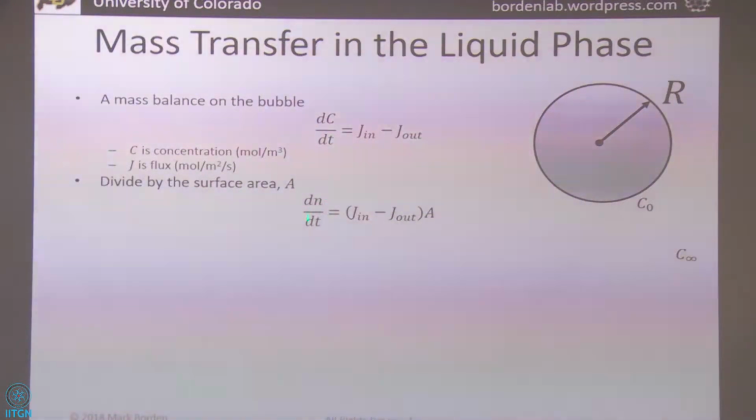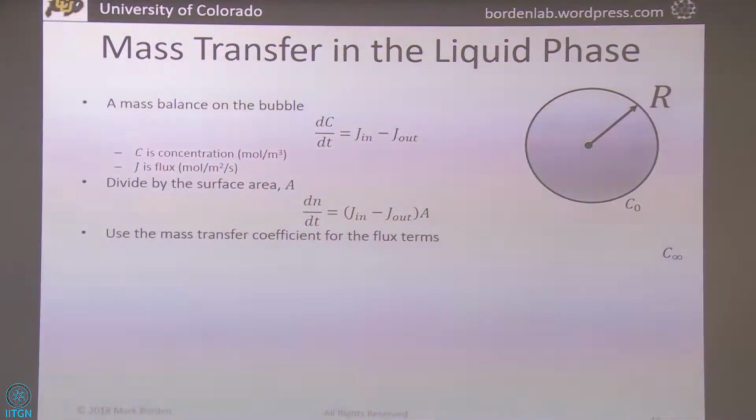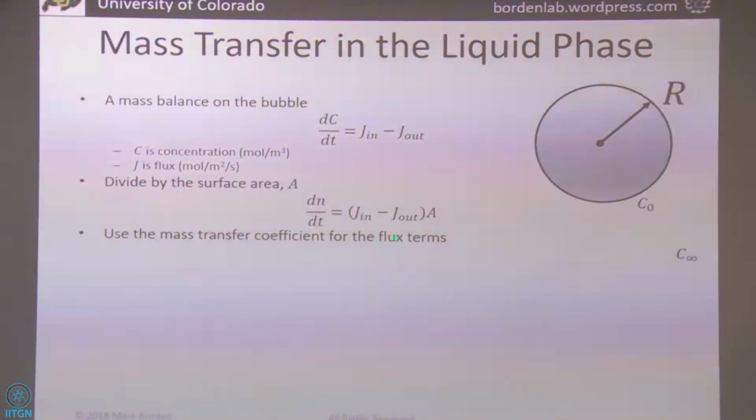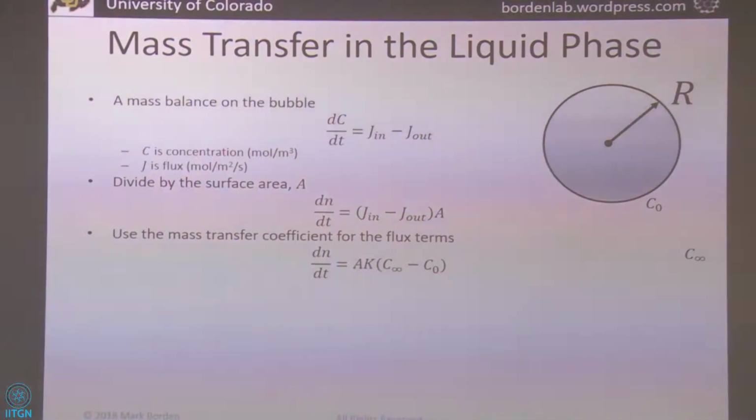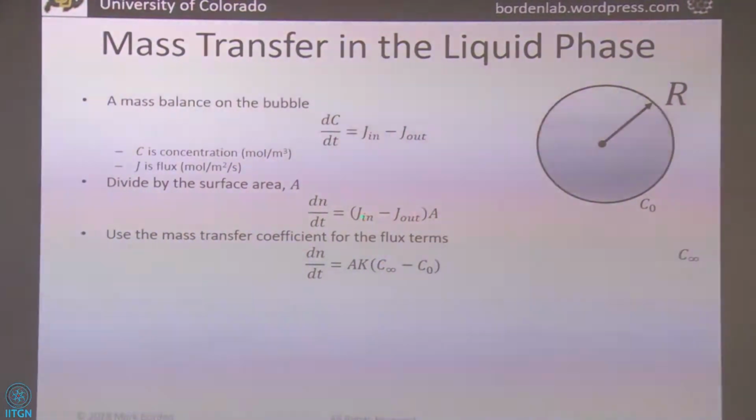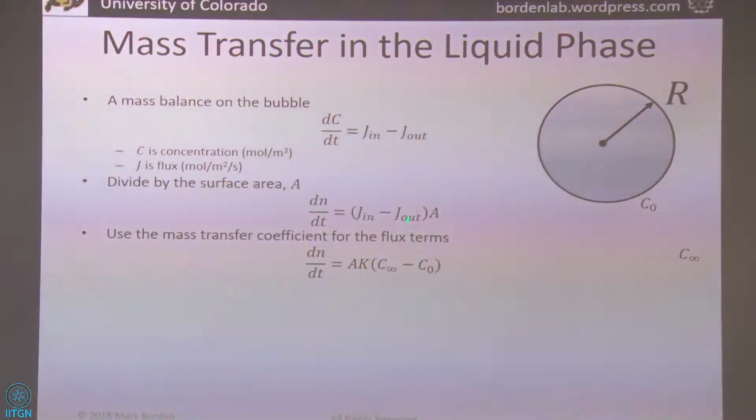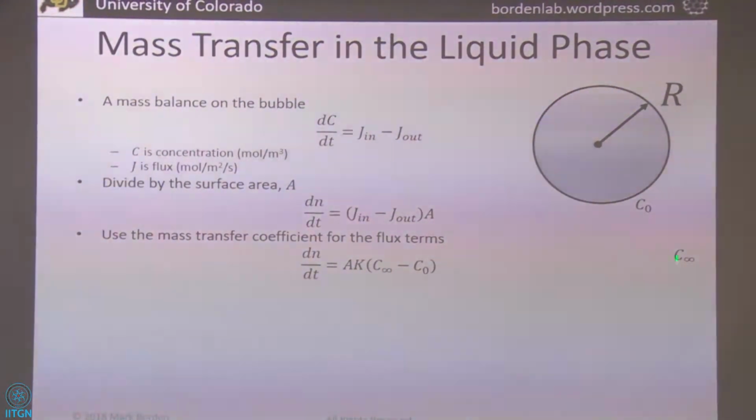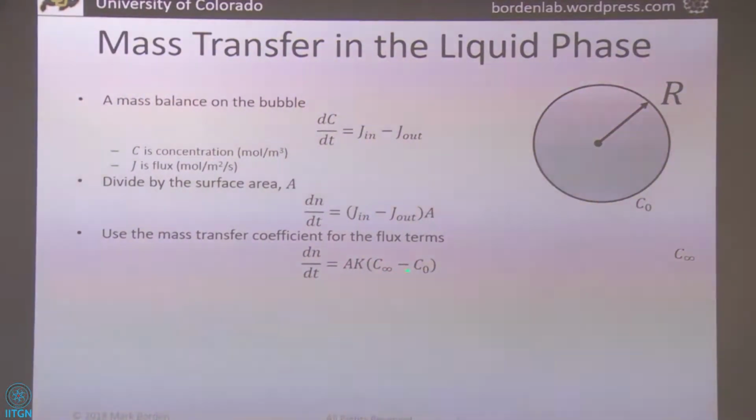Divided by the surface area, and we get it in terms of the number of moles. So we can use the mass transfer coefficient for those flux terms. So flux becomes K times delta C, well, K times C in minus K times C out. Just factor out the K. This is the concentration in the bulk, C infinity. This is the concentration at the surface, C sigma. So this is just a mass balance. Accumulation is what comes in minus what comes out.